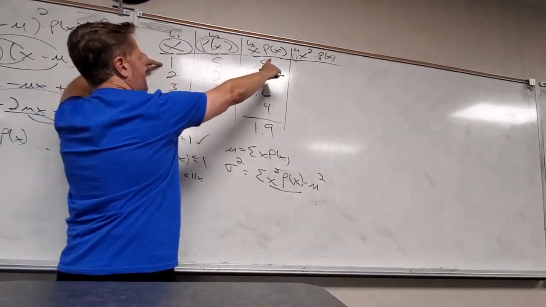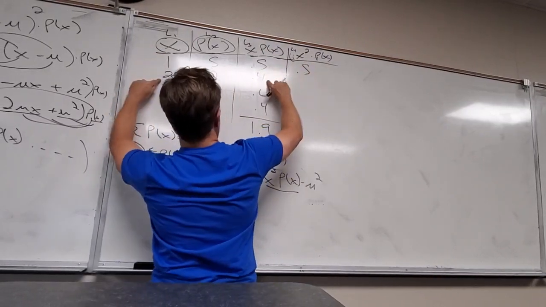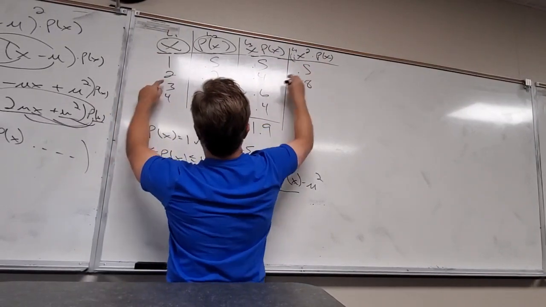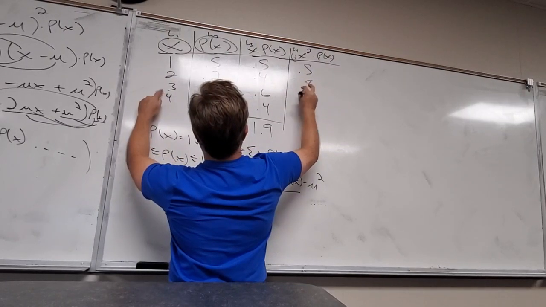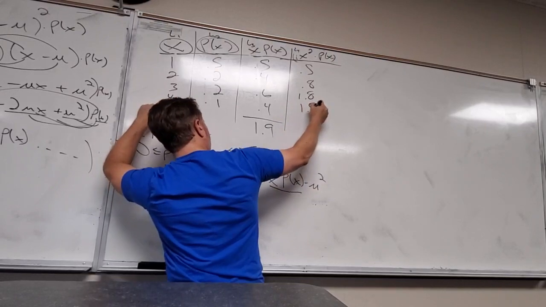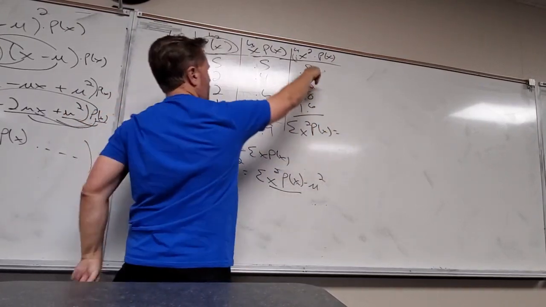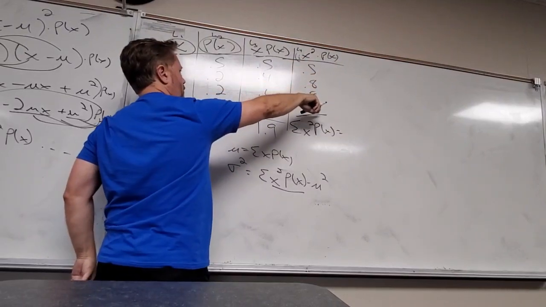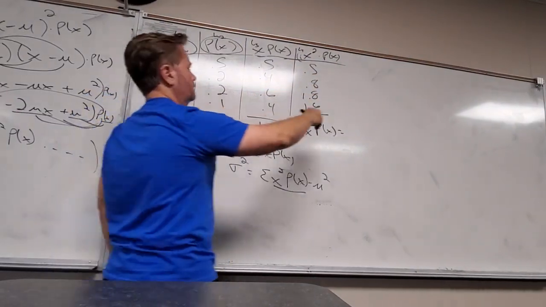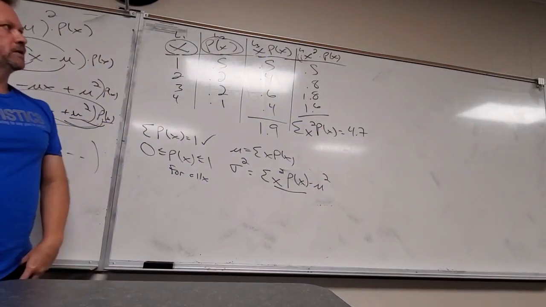I want x squared times p of x. So if I just do this times this, what do I get? 0.5, 0.8, 1.8, 1.6. So then if I add those up, I'm going to get 1.3, 3.1, 4.7 maybe? But trust myself. Yeah, okay.